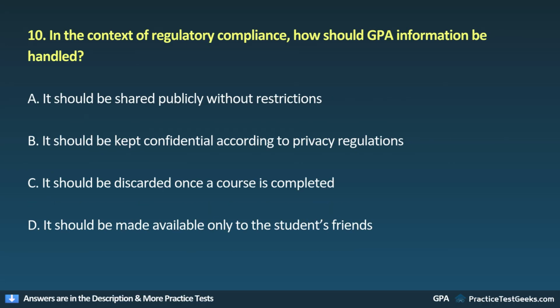10. In the context of regulatory compliance, how should GPA information be handled? A. It should be shared publicly without restrictions. B. It should be kept confidential according to privacy regulations. C. It should be discarded once a course is completed. D. It should be made available only to the student's friends.